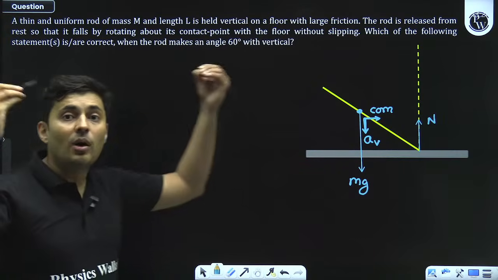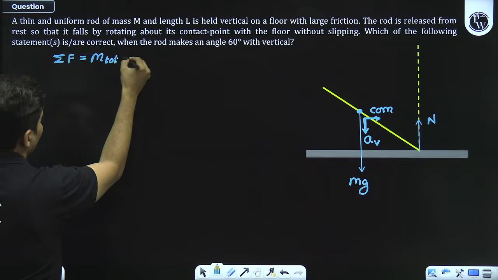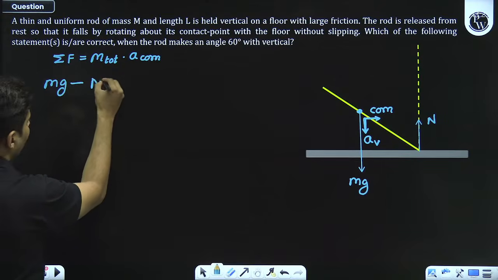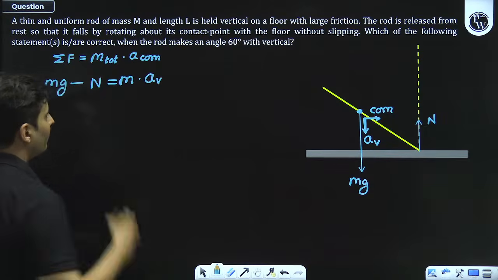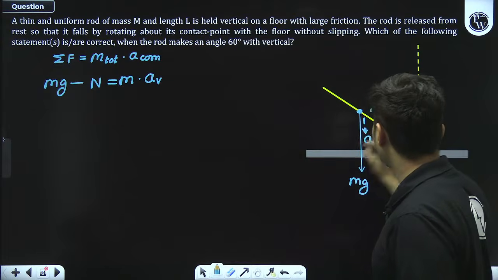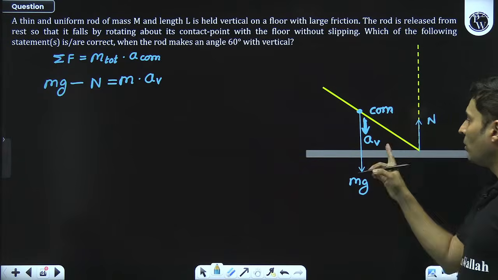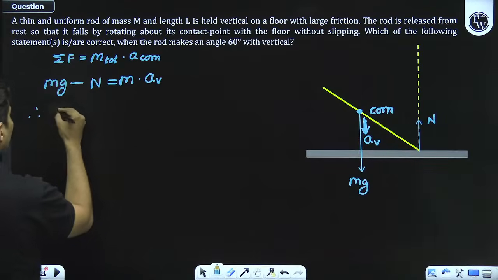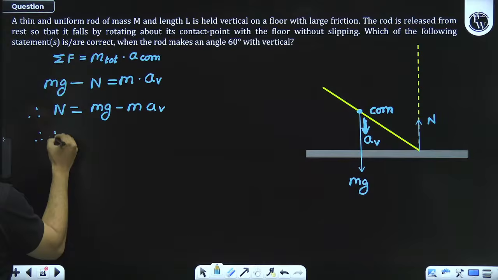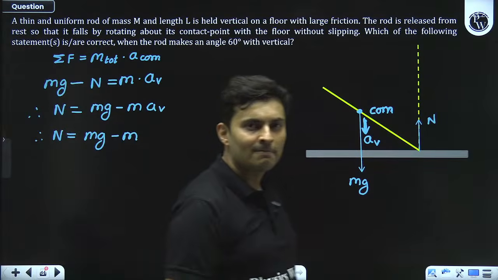How? Newton's law for a system of particles says net force is equal to total mass into acceleration of the center of mass. So the net force is mg minus N is equal to mass into acceleration of the center of mass, M A_V. I am not interested in the horizontal direction, so let's just forget it for now. Even if it is there, I'm not bothered. So if I have to find N, I need to know A_V, because you can see from here N is equal to mg minus m into acceleration in the vertical direction. So how much is that acceleration? That's what we need to figure out. How do we do it?